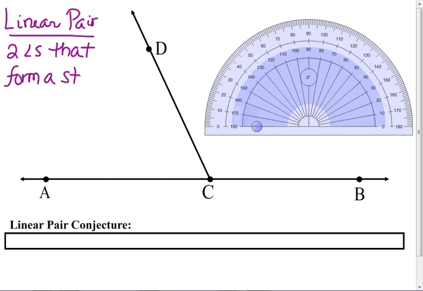I'm not going to write out straight. I'm going to abbreviate it. And that's why they're called linear pairs. I also call it a straight angle. I don't care. You can use either one because they're both the same. That's an angle. Angles, plural. Two angles.